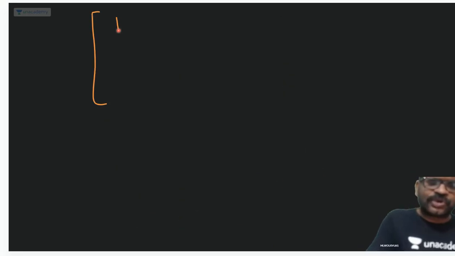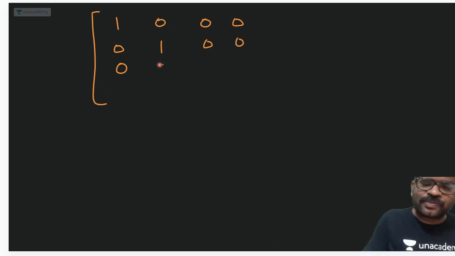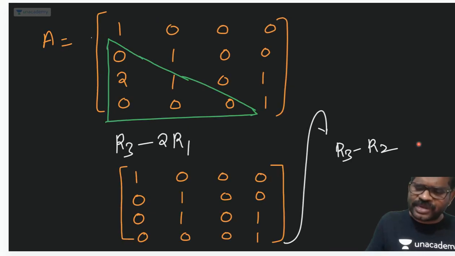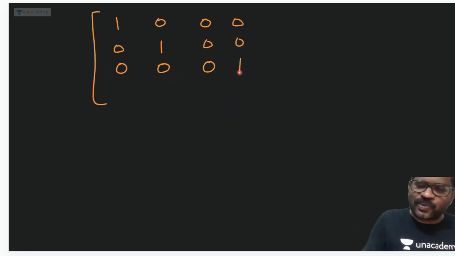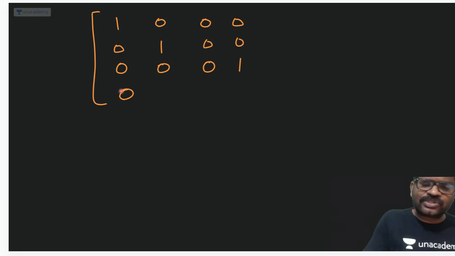Continuation. 1 0 0 0, 0 1 0 0. R3 minus R2, that is third row minus second row: 0 minus 0 is 0, 1 minus 1 is 0, 0 minus 0 is 0, 1 minus 0 is 1. Fourth row, you have to write as it is: 0 0 0 1.